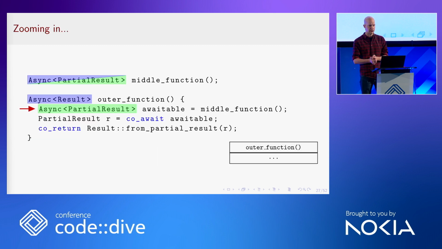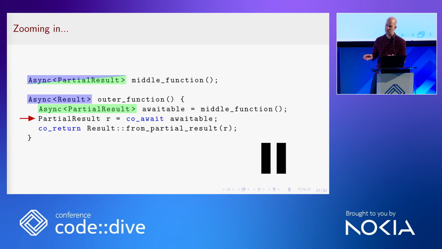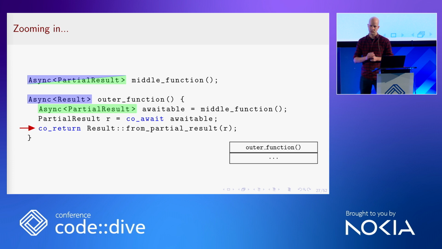So let's zoom in a little bit. Let's see how that works in detail. So we're here in the outer function, right? We get the awaitable back. Then we call co-await here. Okay, everything's fine. Await suspend on the awaitable is called, and now the function goes into suspension. Now, things happen in the background. Eventually, we're woken up. The outer function can continue execution. Await resume is called. We're back in the outer function.